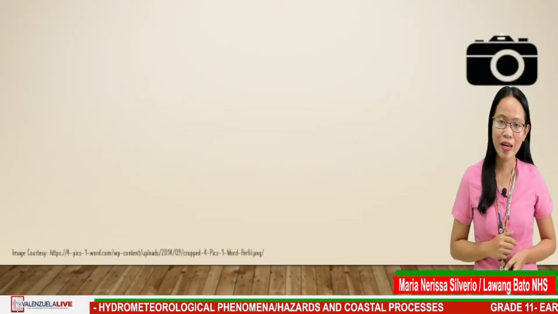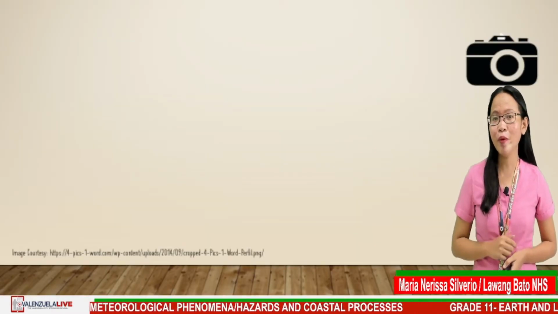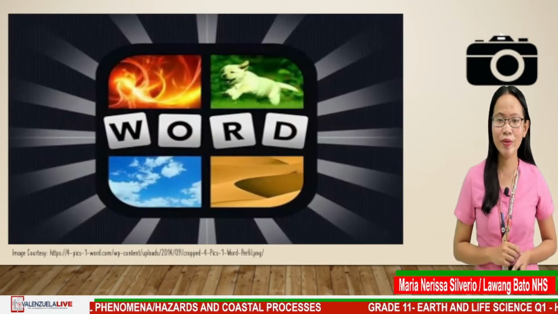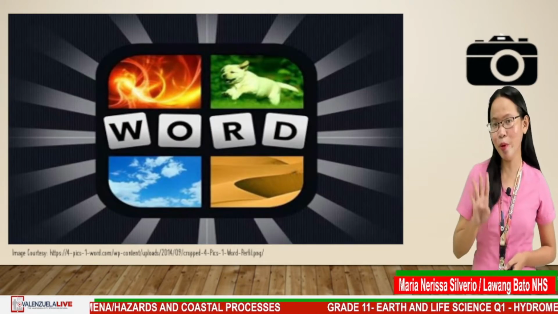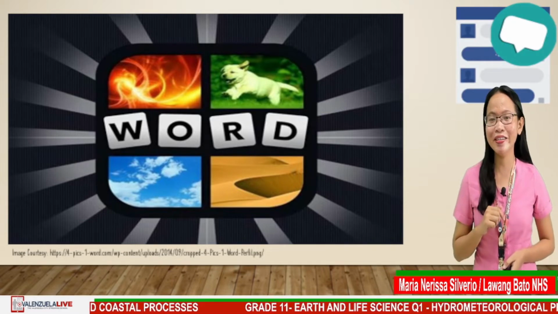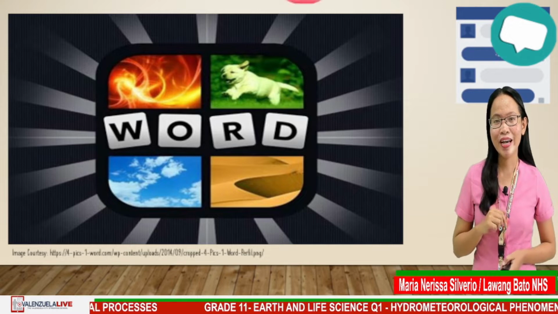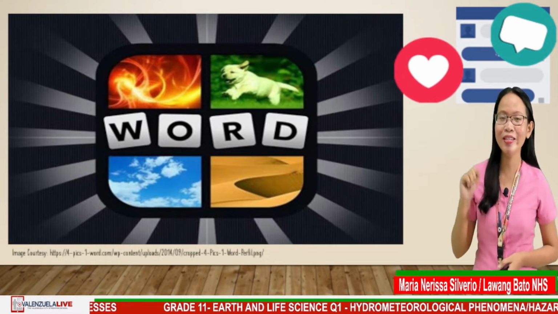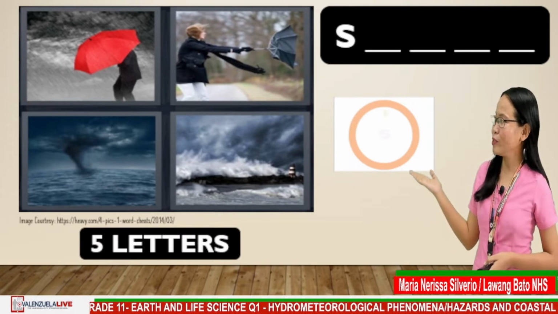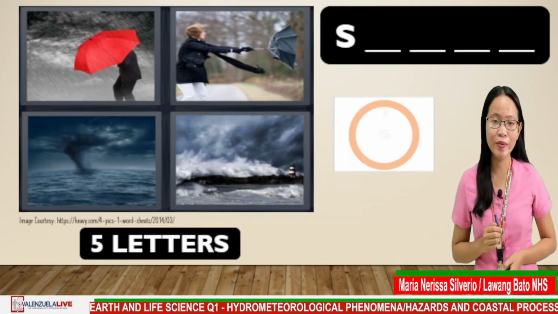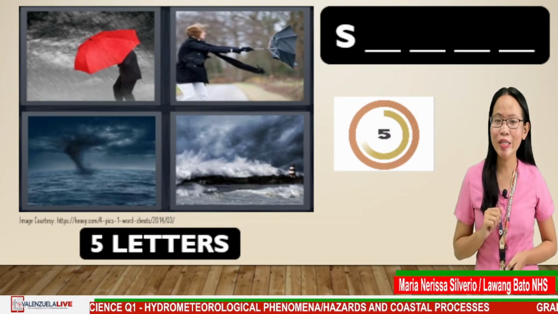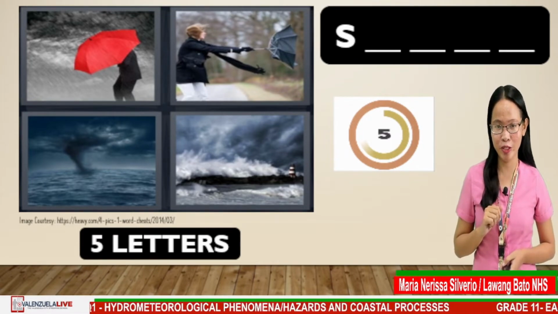To start, we will be going to play 4 Pics 1 Word. You will be going to guess the word by using the clue given on the 4 pictures. You can use our comment section to give your answers. Kindly click the heart button if you are ready. Let us have the first picture. It is a word with 5 letters. Kindly comment your guess for the first picture.